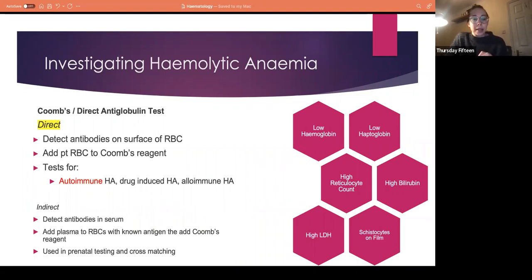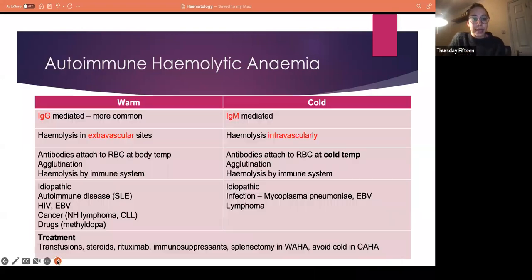Other things that you can do are hemoglobin electrophoresis, sickle cell screening is important, urinary hemoglobin, and loads of other stuff. But I think these are the main things to focus on. So that's how you investigate it.